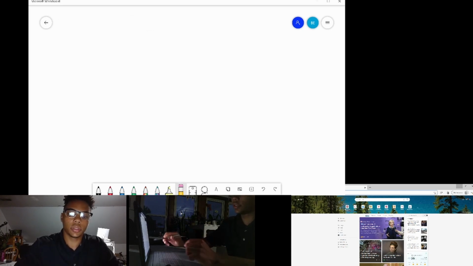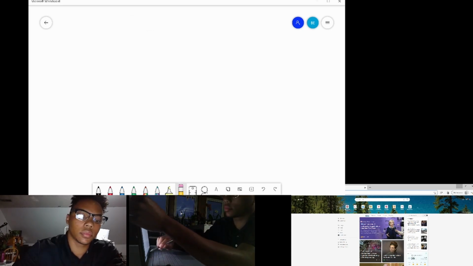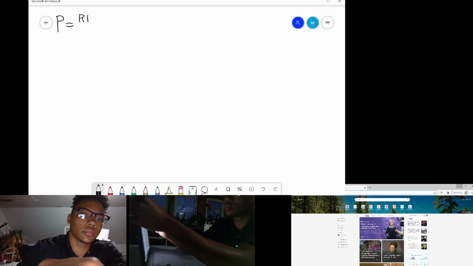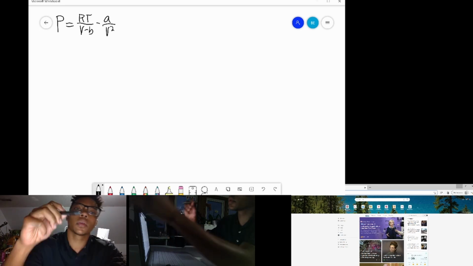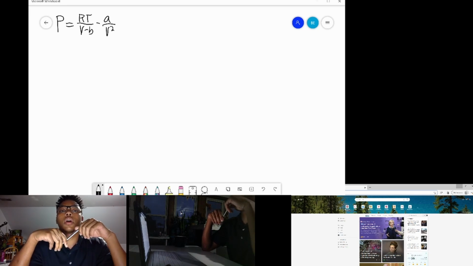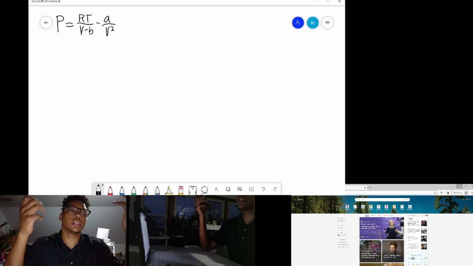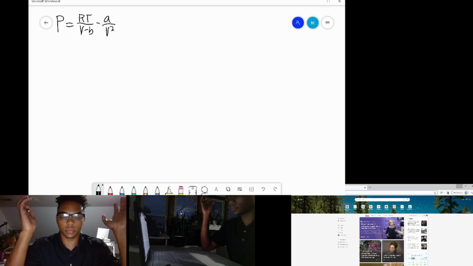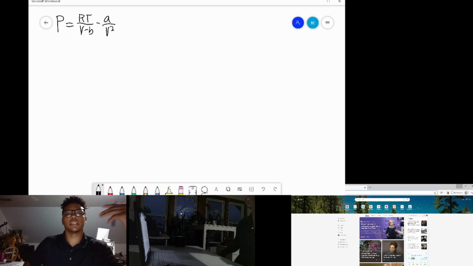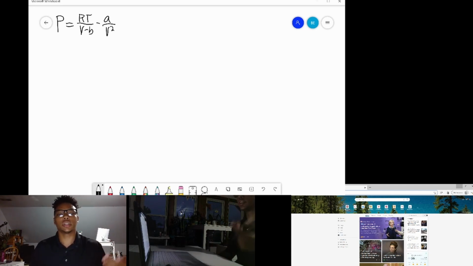And so I'm going to clear the canvas and write P equals RT over V minus B minus A over V squared, where B is accounting for the space the molecules take up within our volume, and A is just a constant that helps with the interactions between each molecule within our container.